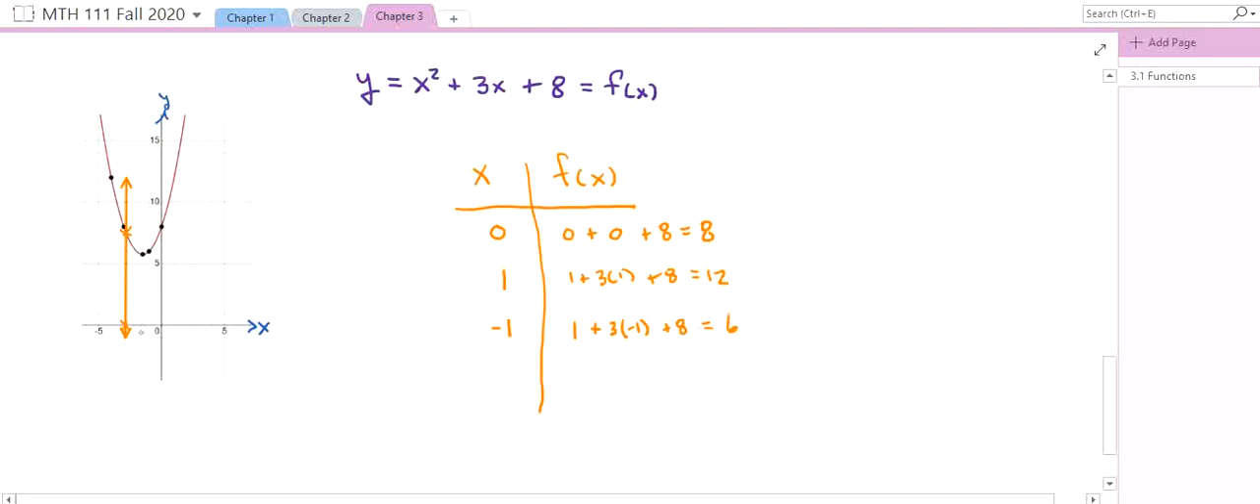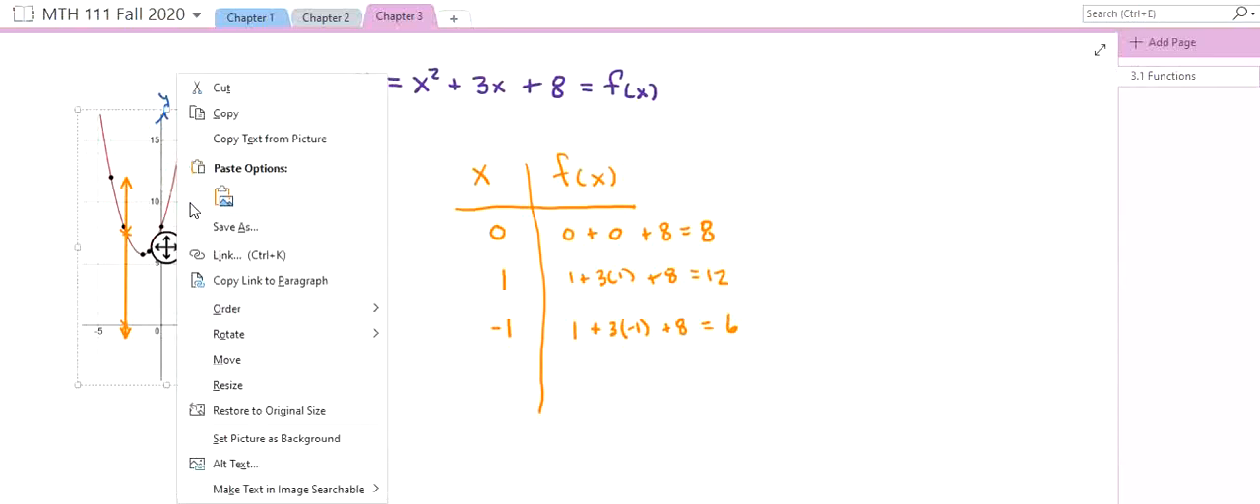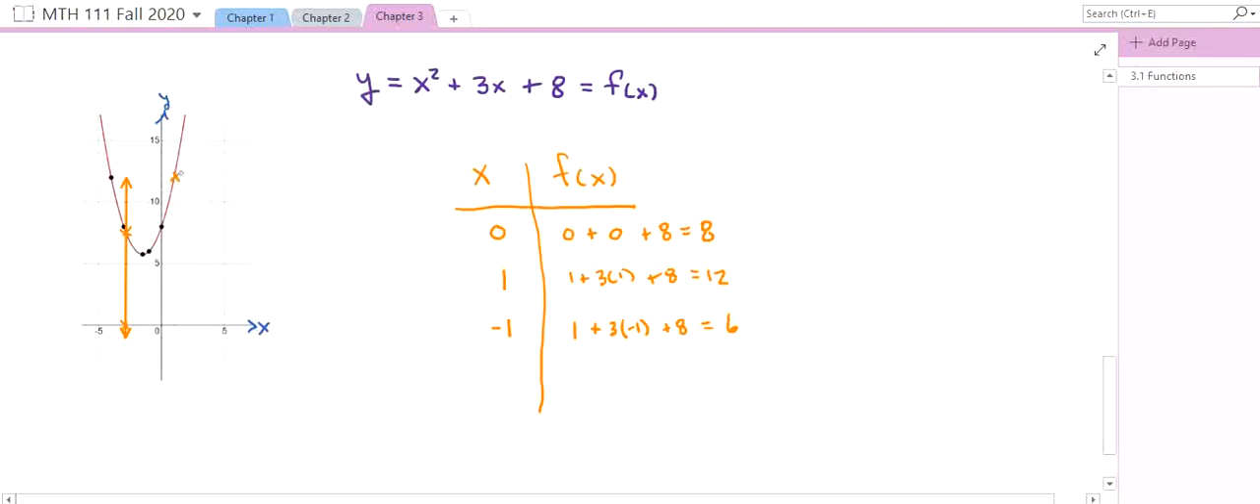And you can see here that this is the point minus 1, 6, the point 1, 12 is here, or the point 1, 8 is here. This is the point 0, 8, so on and so forth. We can plot these points and see that there's only one y value per x value.